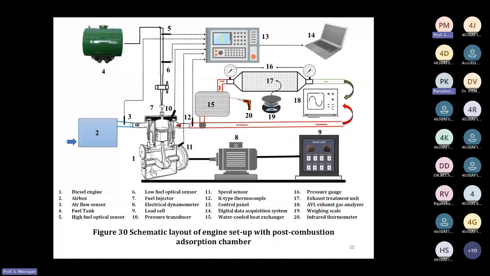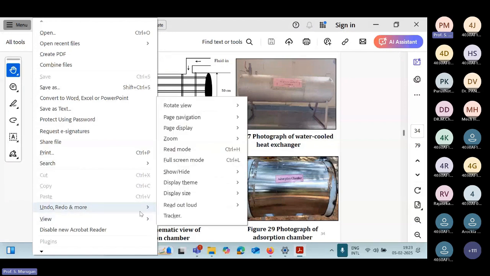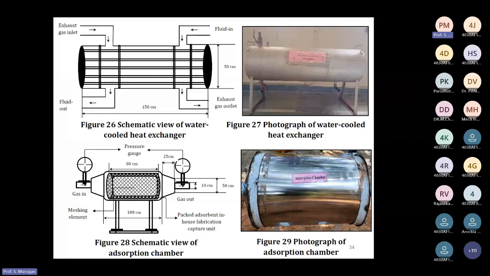We measured the different parameters, including emissions, and then we plotted different graphs. So this picture shows the schematic layout of an engine setup with the post combustion absorption chamber combined. We fabricated two devices. One is the water cooled heat exchanger. The schematic is shown on the left hand side, and the photograph is shown on the right hand side. Second, we also fabricated an absorption chamber, which is shown below. The schematic diagram is shown below, and the photograph is shown at the right hand side.